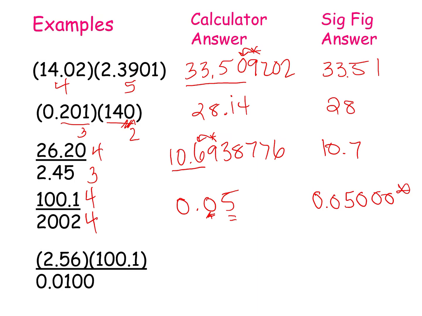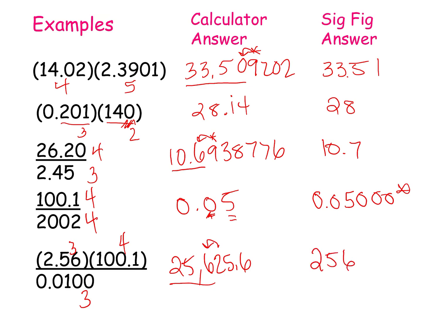2.56 times 100.1 divided by 0.0100 gives me 25,625.6. This has 3 sig figs, this has 4, this has 3. Okay, so here are my 3 digits. Is this 2 enough to round the 6 up? No. So you write 256. And if you stop there, you haven't rounded. You've totally changed the number.